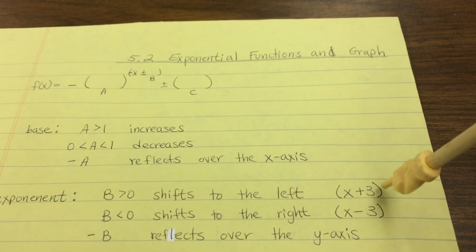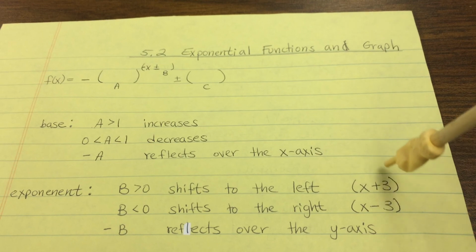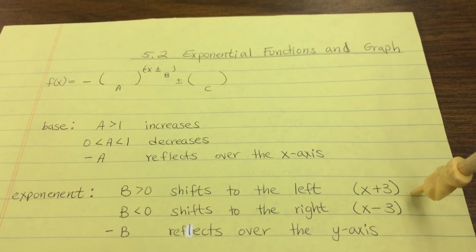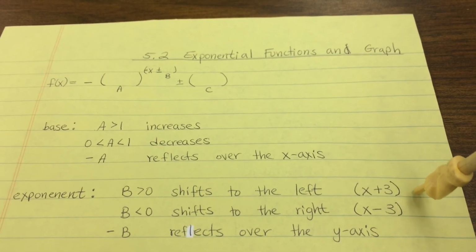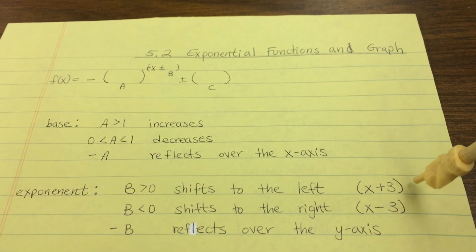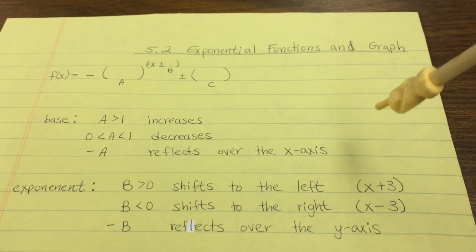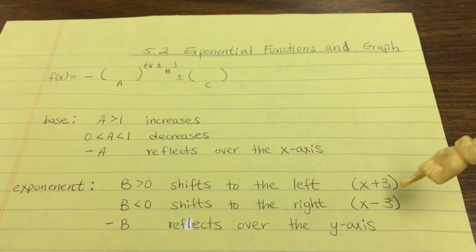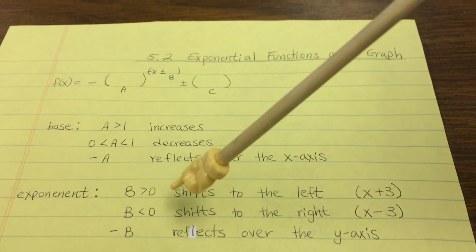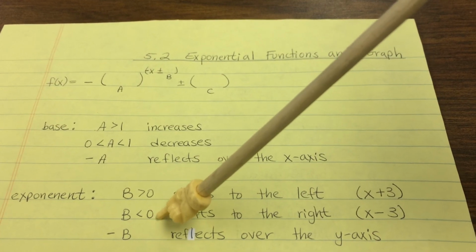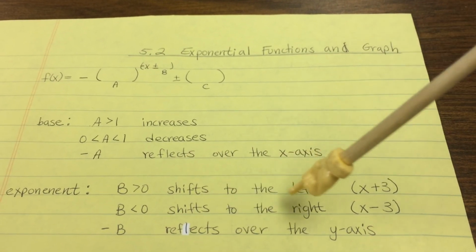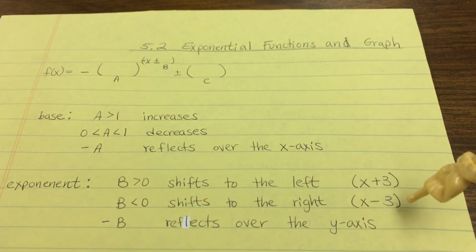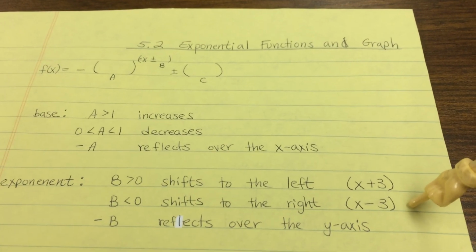Now, the way I remember this is if I set the parentheses equal to 0, you're going to have x equals negative 3. And if you have negative 3, you have to go to the left because negative is to the left. So that's how I remember this part right there. Okay? Now, if b is less than 0, then this graph is going to shift to the right, which goes the opposite direction on that one.